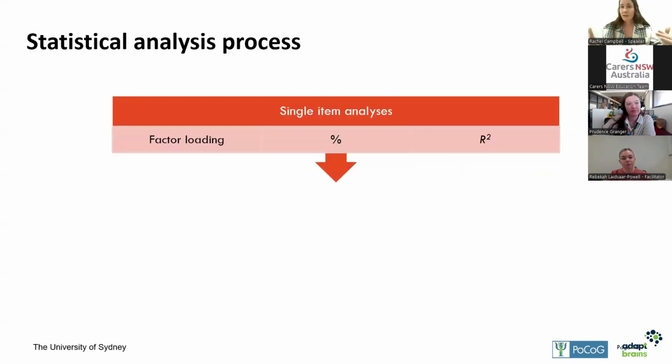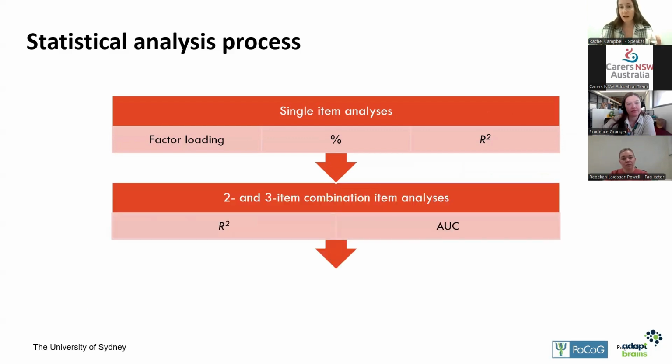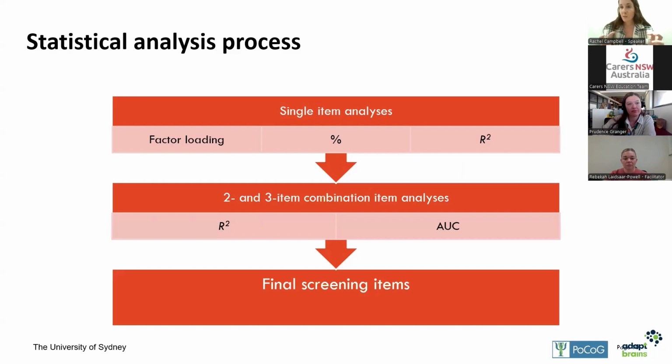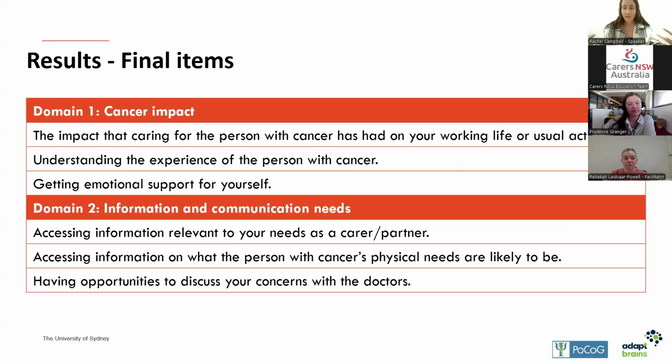Basically we went through a step-by-step process where we conducted each of these analyses. We started by looking at the individual items, and then we looked at different combinations of 2 and 3 item combinations, and again performed additional analyses. From that, we were able to identify a subset of the best performing, most informative items that we would include in our final screening measure. And so this is the ultimate result of what we did.